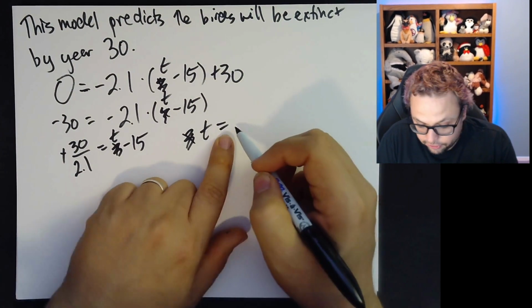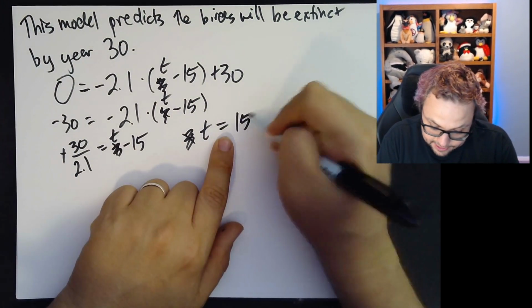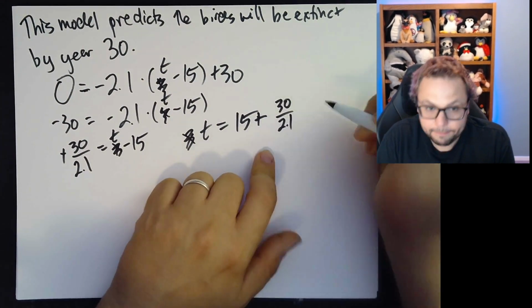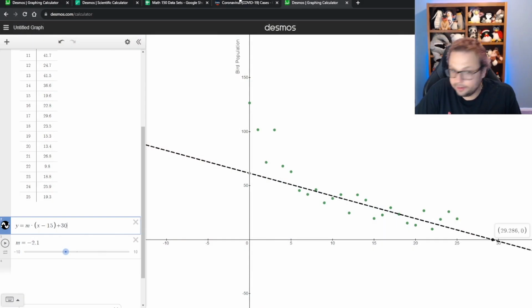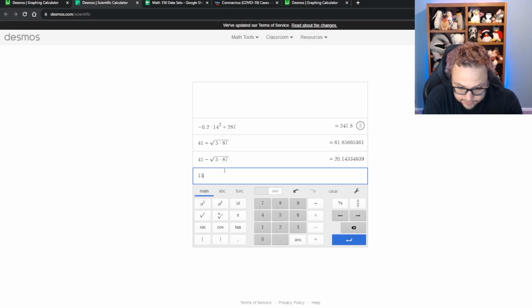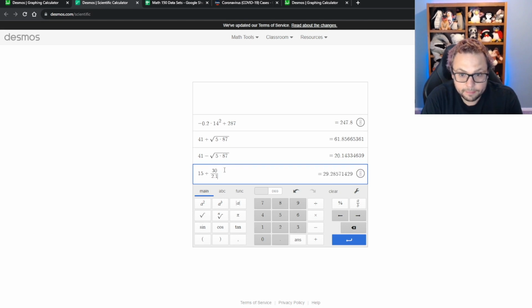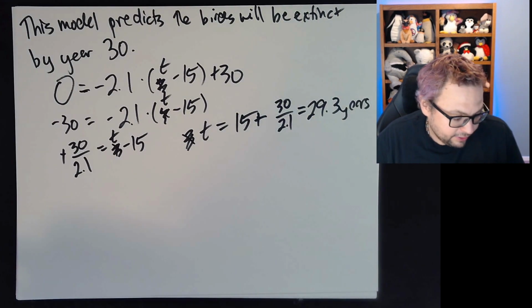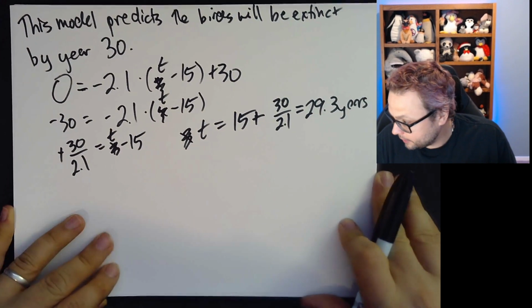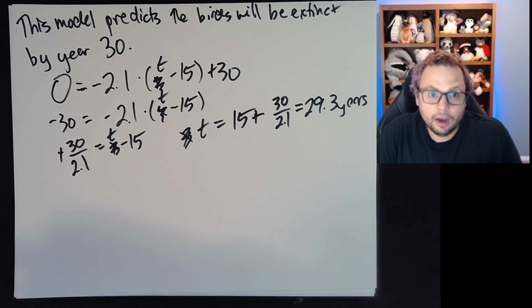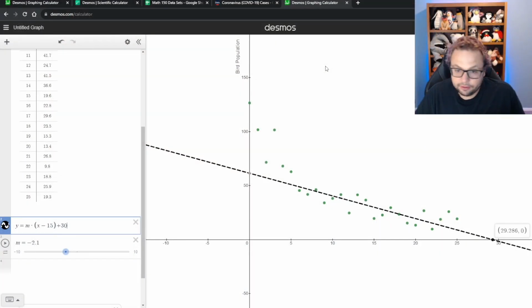So my year t, when the birds will go extinct, should be 15 plus 30 over 2.1, which if I pull up the scientific calculator here, 15 plus 30 divided by 2.1 is about 29.3. Okay, so if we look at this and see a linear model and decide that is how we should model it, we end up predicting that after a fairly short amount of time, the birds are going to die out completely.